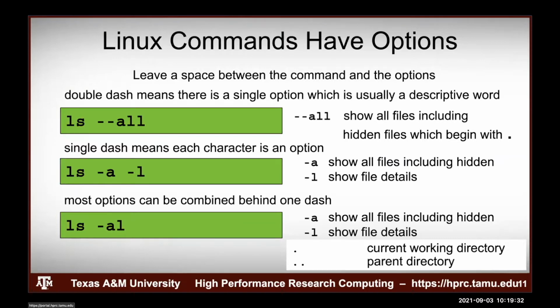And in that case, you could say double dash all. But the cooler way to do that is to use the single dash. The single dash means that each character is an option. So again, double dash means interpret this entire string as one option. Single dash means each character is going to be an option of itself. So again, ls is the base command. Now we're saying -a -l. So a little different here.